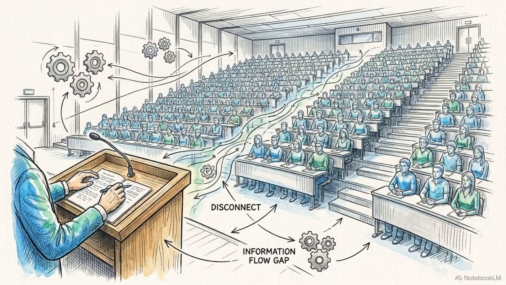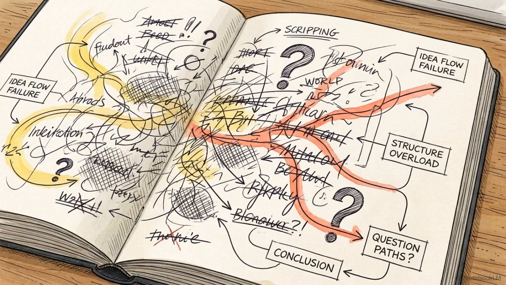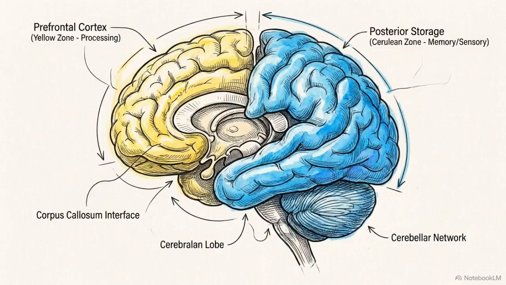A university instructor, possessing immense domain expertise, delivers a brilliant, logically sound lecture. Yet that flawless delivery rarely translates into stable, usable knowledge for the students in the room. To understand why this breakdown occurs, we have to look at John Sweller's cognitive load theory.